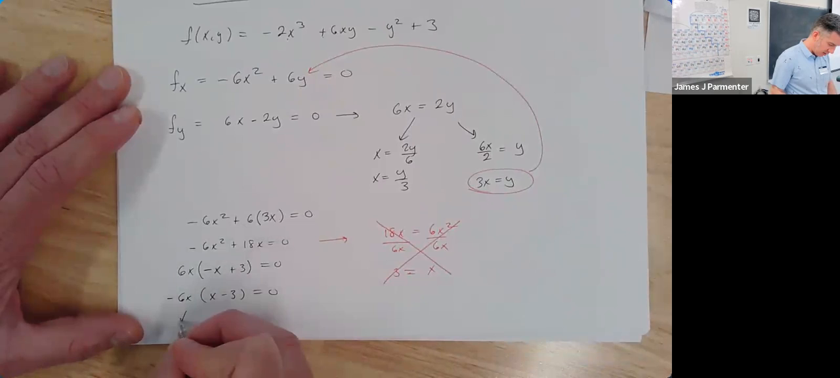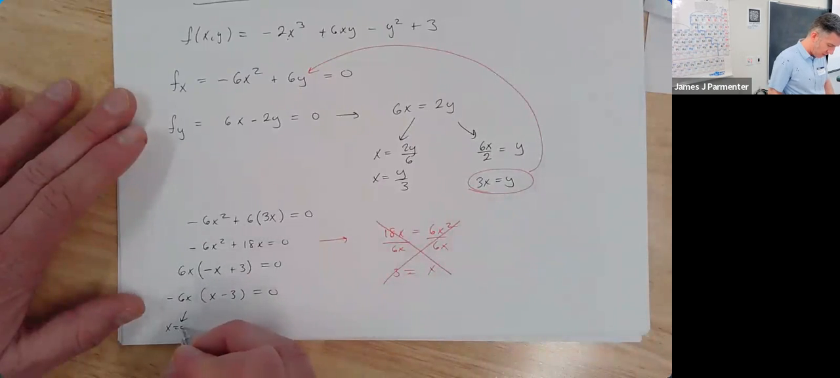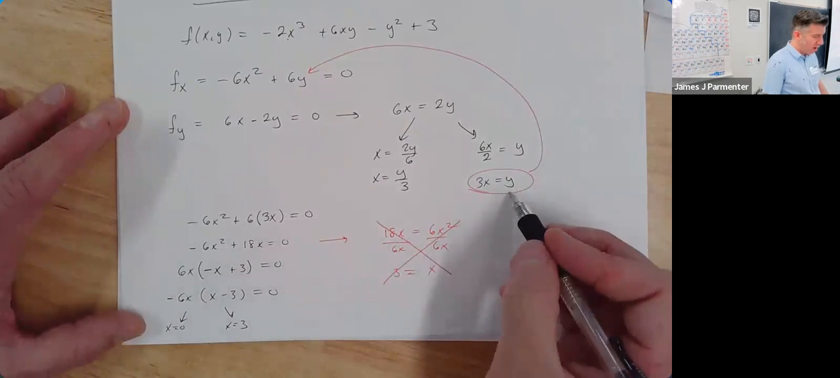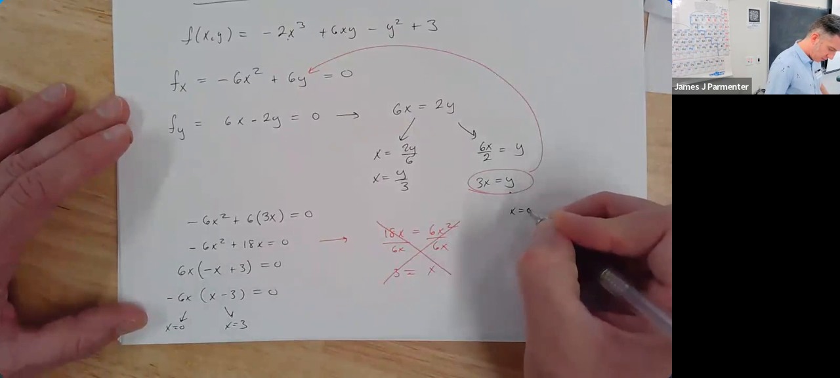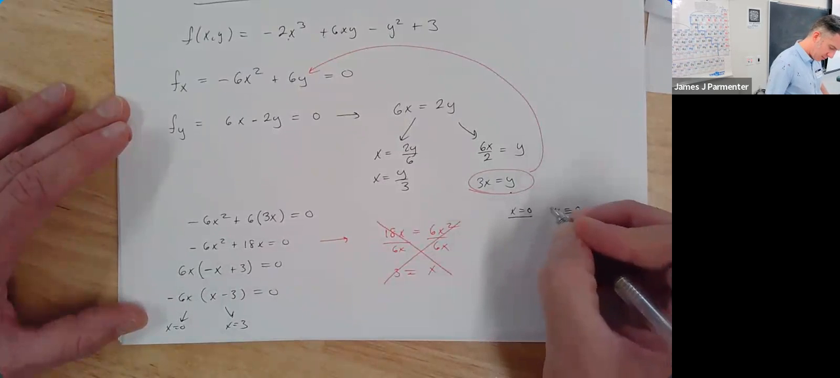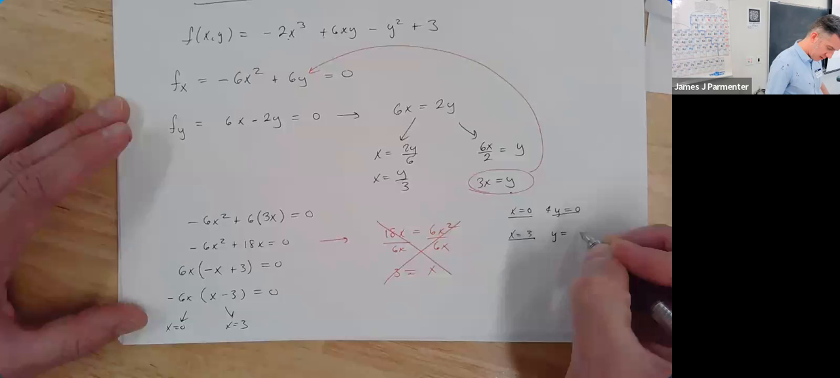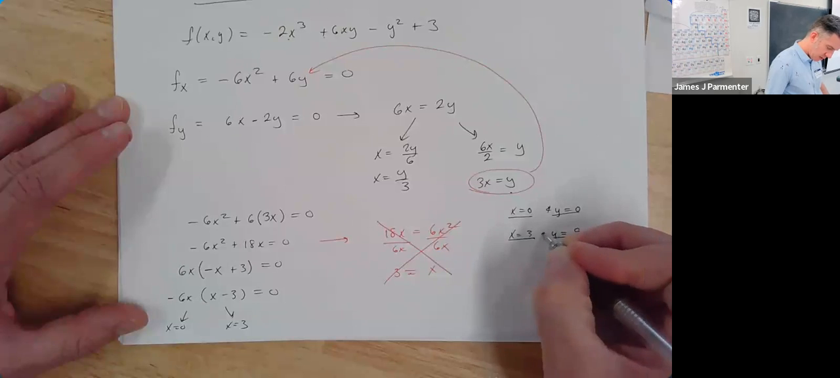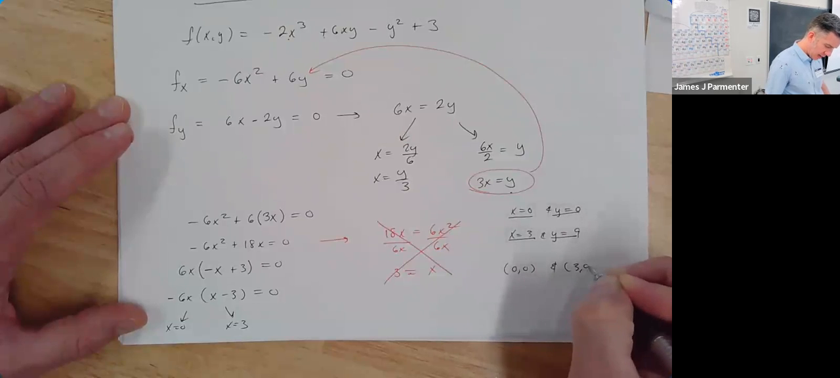So my x parts of my critical values are either x equals 0 or x equals 3. Then go back over here and say, oh, but y equals 3x. So if x equals 0, we're going to get y equal to 3 times 0, which is 0. And if x equals 3, we're going to get y equal to 3 times 3, which is 9. So my two critical points are (0, 0) and (3, 9).